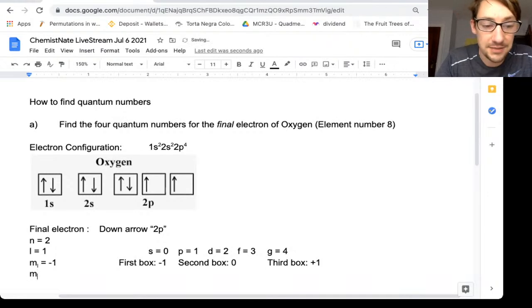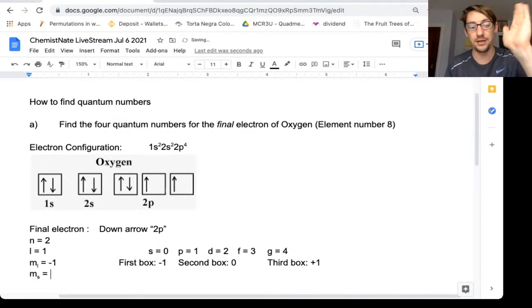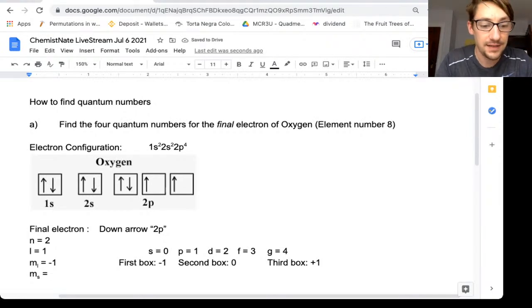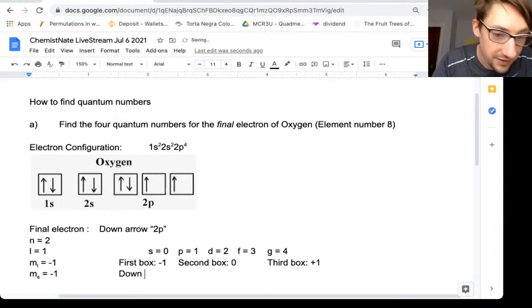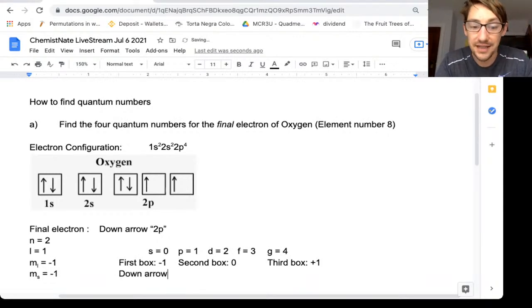The last quantum number is really just about whether or not your arrow points up or down. The fact that it's a down arrow, I call that an ms of -1. I could imagine some teacher somewhere getting those backwards.